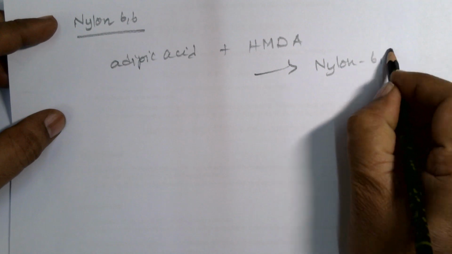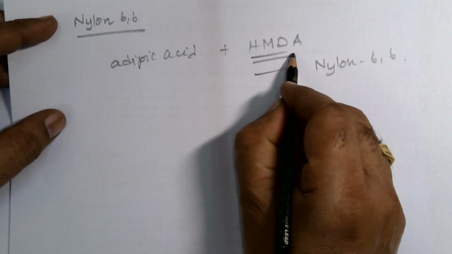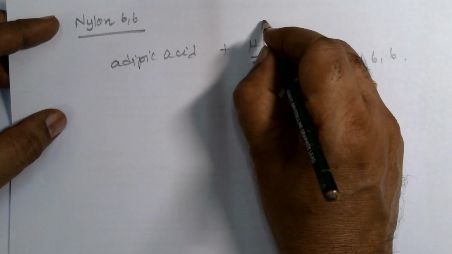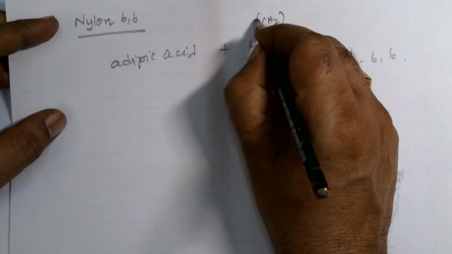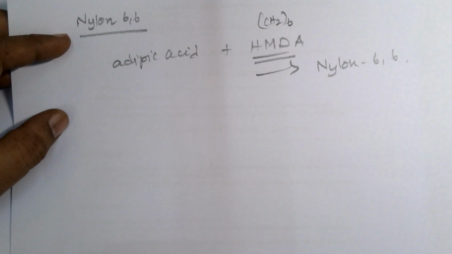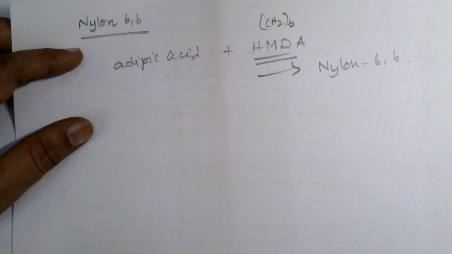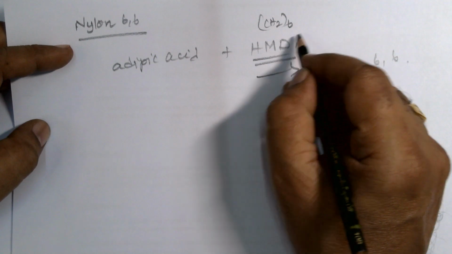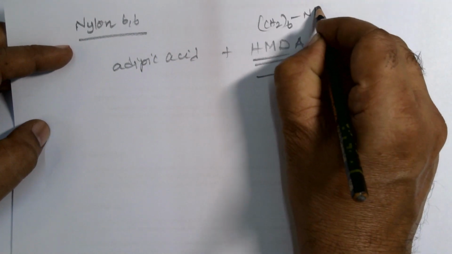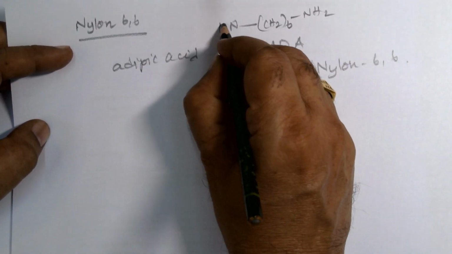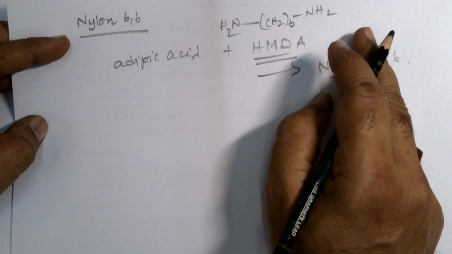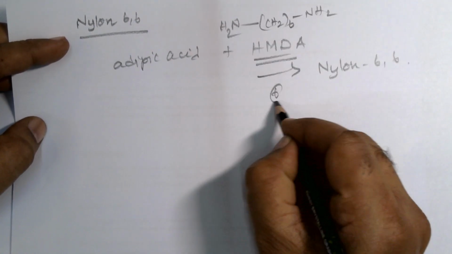Why is it called nylon 66? Hexamethylene means you have CH2 six times. Methylene means CH2, hexamethylene means six of them, and diamine means on both sides you have NH2 and NH2. So this is the structure of HMDA. So you have 6 carbon atoms here.